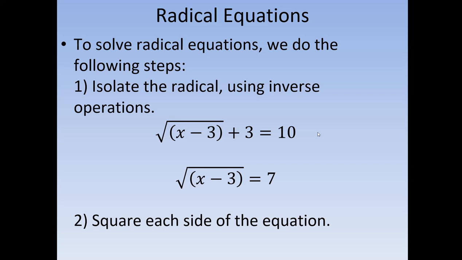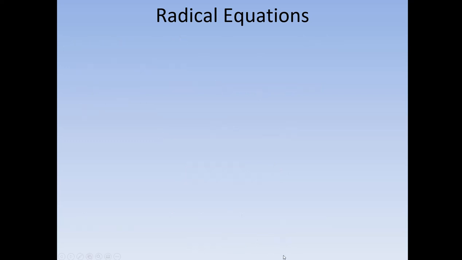Next, what we're going to do is square both sides. When we square this radical term, it gets rid of the square root, so we are left with x minus 3. When we square the 7, we get 49. So now we have x minus 3 equals 49. From there, we just solve the equation. So move the 3 over, and we get x equals 52.